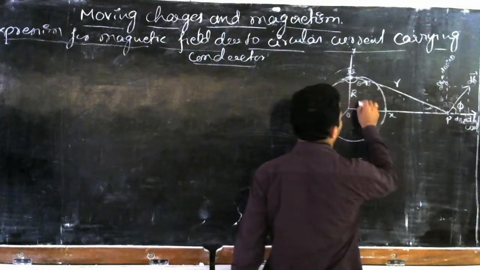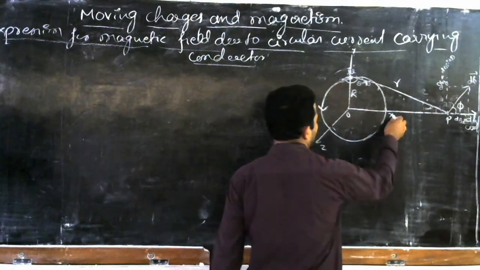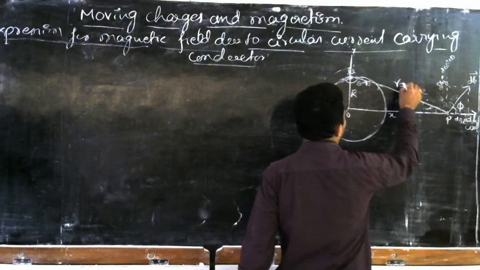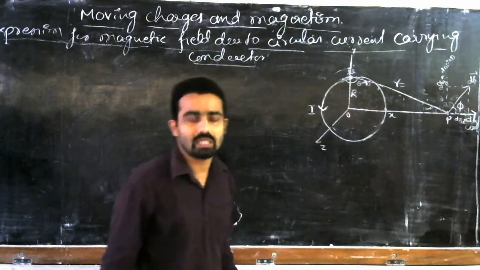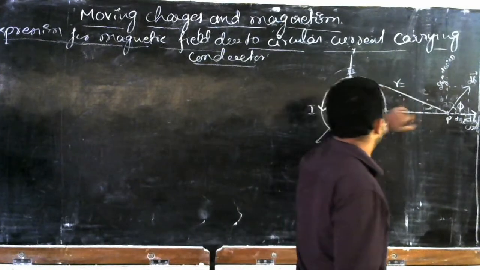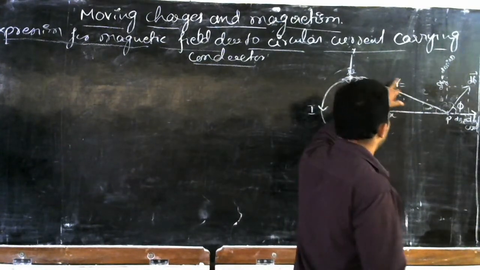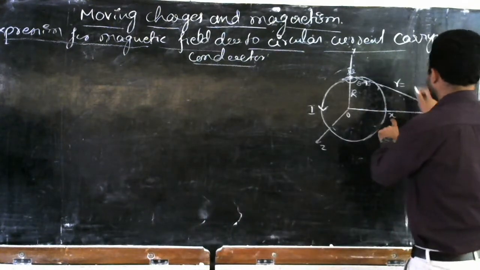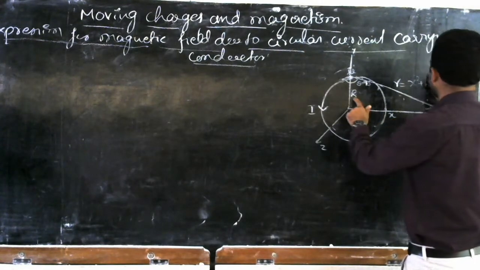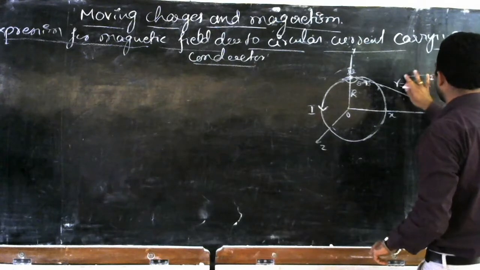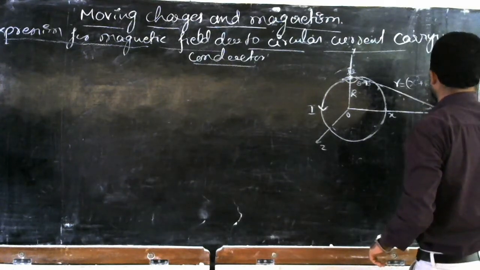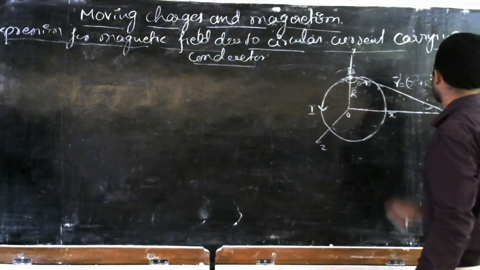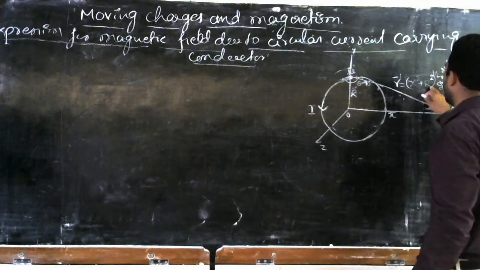Yes. Now, one more thing you have to see. This is a right angle triangle here. So here, these are the two sides. This is the hypotenuse side. So the value of this can be written using the Pythagoras theorem. So this r square is equal to r square plus x square. So taking the square root on both sides, r is equal to x square plus r square to the power half.